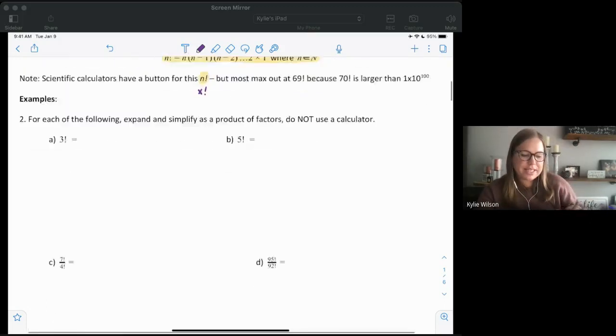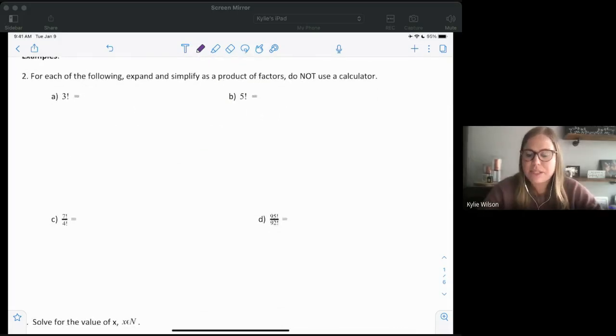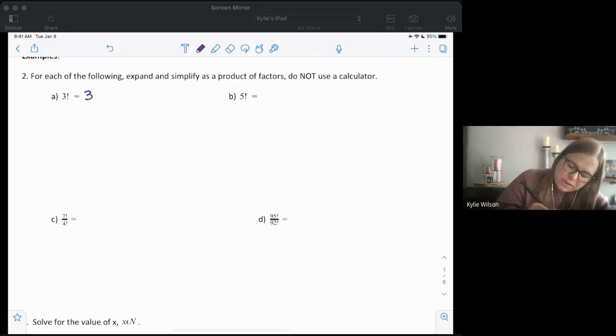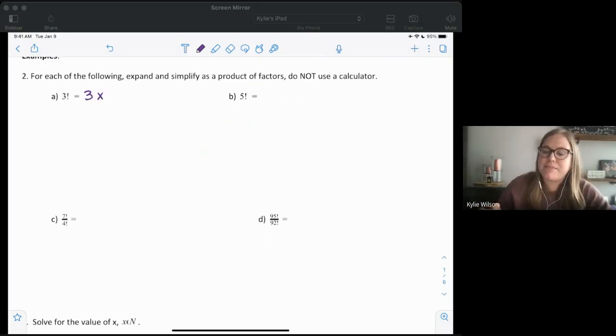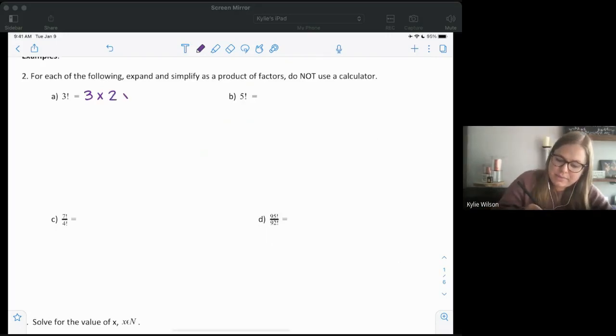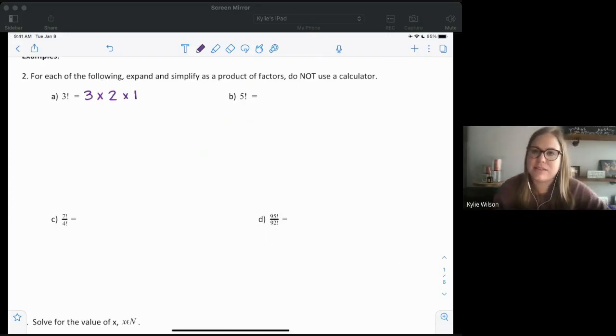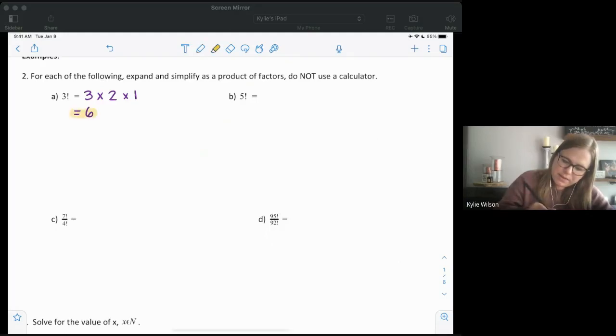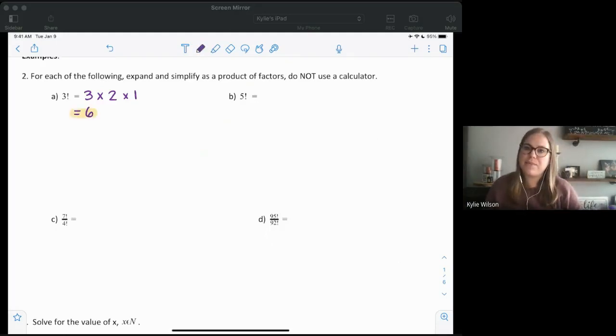So for these, we want to expand and simplify. We do not want to use our calculators, okay? So when we write out a factorial, we want to write out 3 factorial. We take 3, and then we multiply it by 3 minus 1, then we subtract 1 again, all the way until we get to 1. We can't continue anymore because we can only use natural numbers. Then we can multiply, and this is 6.